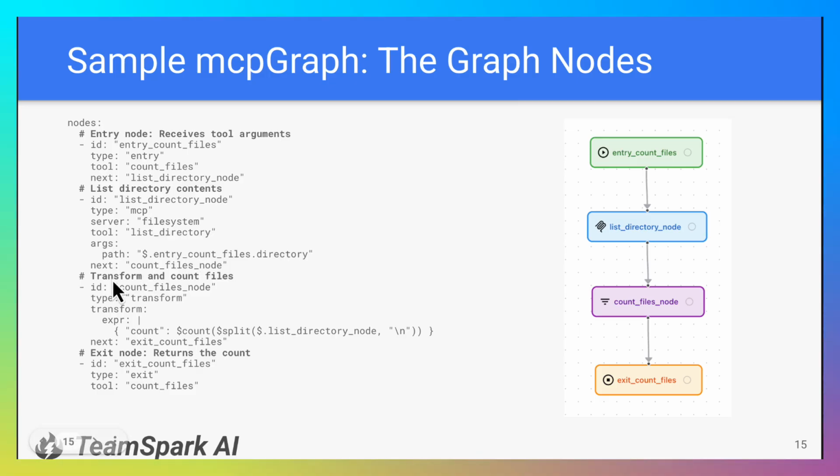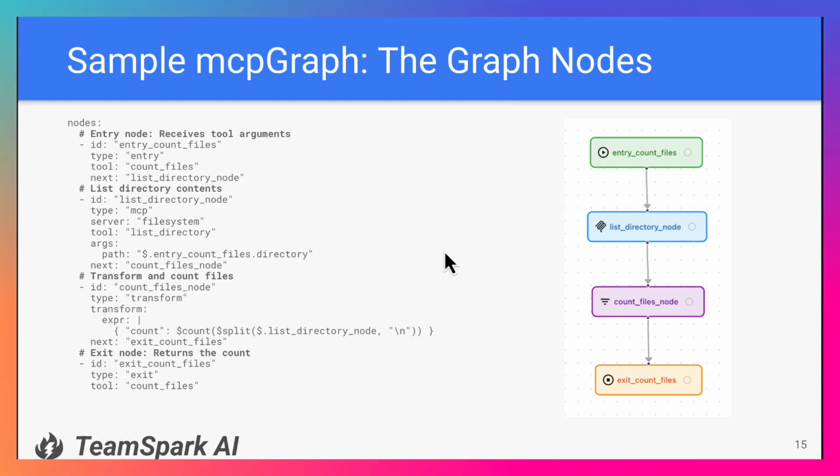When that's done, it goes to the count files node, which has a transform. This is a JSON data transform, so it essentially makes a new output object with a count attribute. That takes the output from the list directory node, the previous command, splits it on new lines because they come out one per line, and counts those. So it's just counting the number of lines in this output, and we happen to know that correlates to the number of files. And then we have a return node that just returns this object from the MCP tool call.